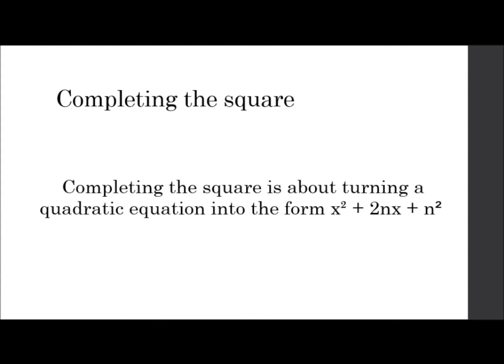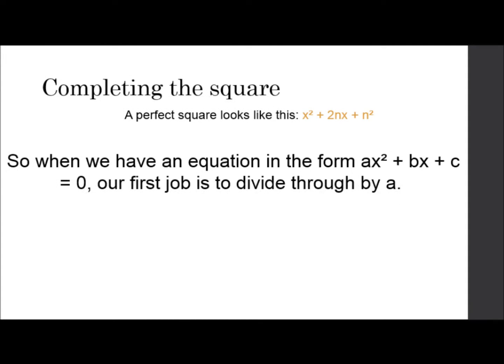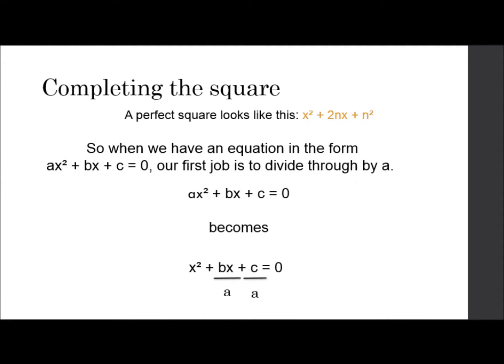Completing the square then is about turning a quadratic equation into the form x squared plus 2nx plus n squared. So when we have an equation in the form ax squared plus bx plus c equals 0, our first job is to divide everything through by a. This effectively removes the a from the x squared term. So ax squared plus bx plus c equals 0 becomes x squared plus b over a x plus c over a equals 0.